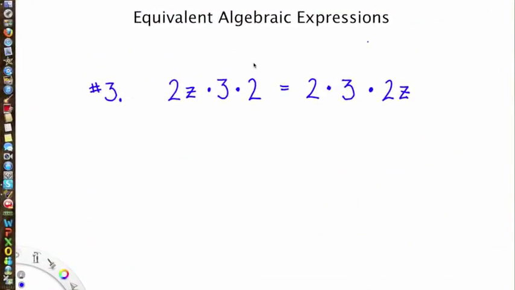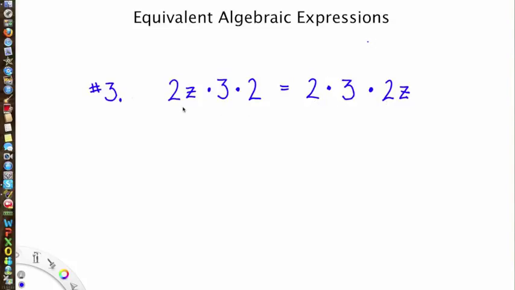Boys and girls, let's get out our equivalent algebraic expressions handout and take a look at number 3, and we can do this one together. It says that we're supposed to evaluate these expressions to see if they are equivalent, and if they are, underline the property that makes them true or equal. Well, here we have 2z times 3 times 2 is equal to 2 times 3 times 2z.